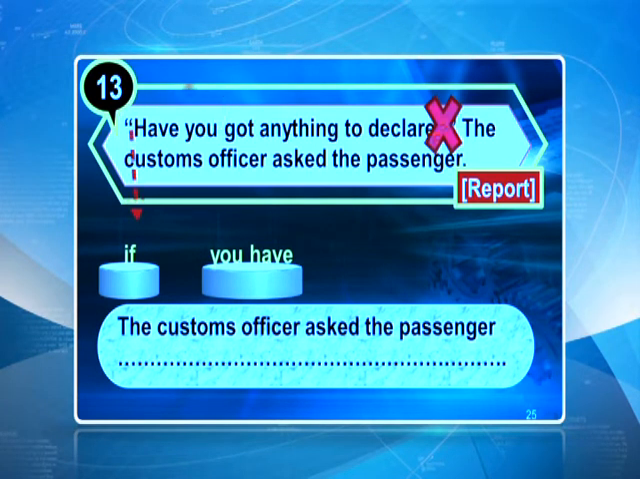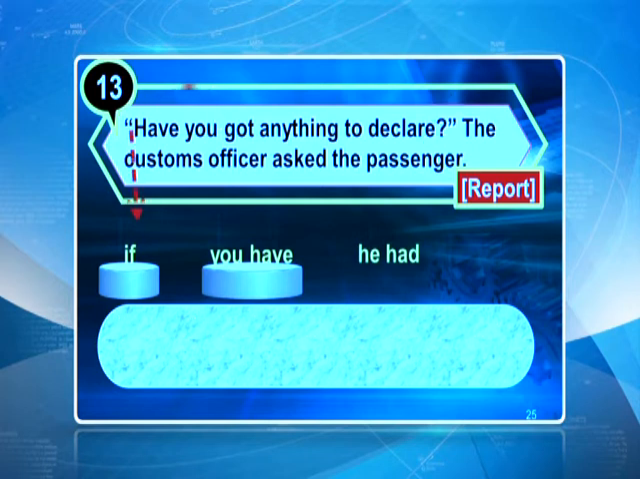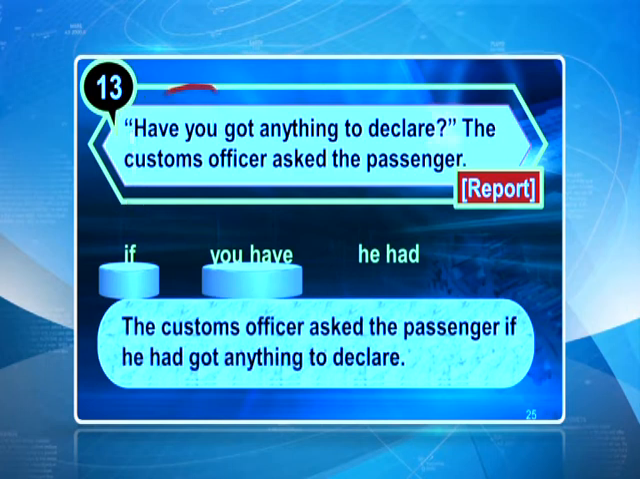If you have, then we have to change the tense of the verb, which is here present perfect, into past perfect by changing have into had. So the answer should be like this: The customs officer asked the passenger if he had got anything to declare.